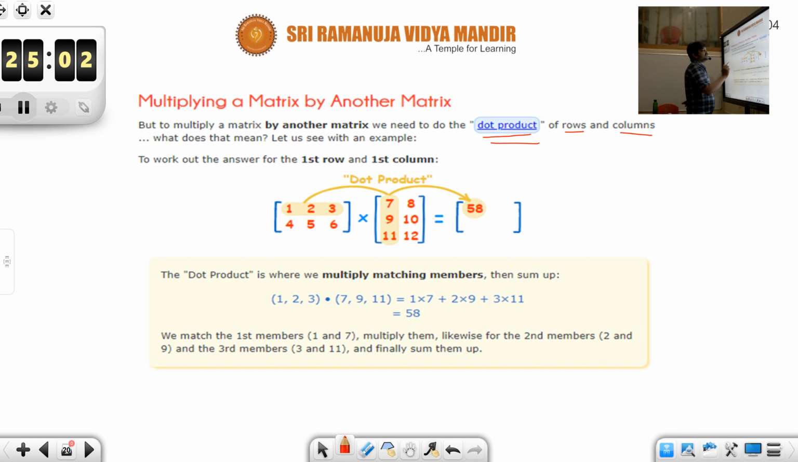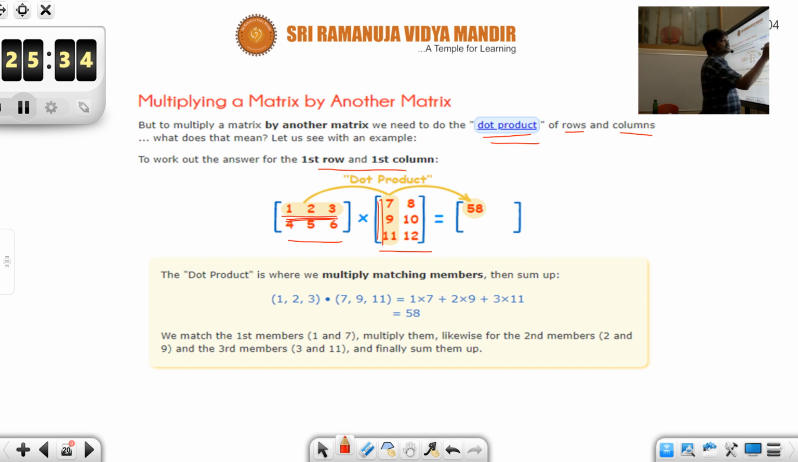To work out the answer for the first row and first column, let me explain. This is the matrix 1 2 3 4 5 6 and 7 8 9 10 11 12. To multiply these two matrices, we perform the dot product of the first row of the first matrix and the first column of the second matrix. So here we'll be performing the dot product.